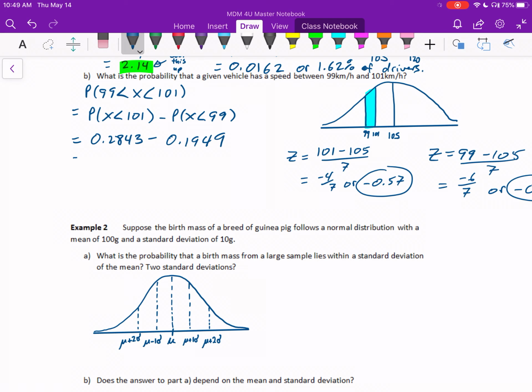Okay, the difference between these two is 0.0894. So the probability that a given vehicle is going between 99 and 101 kilometers per hour would be 0.0894, or 8.94%. So approximately 9% probability. 9% of the vehicles will be going between those speeds, and that would correspond to our probability.